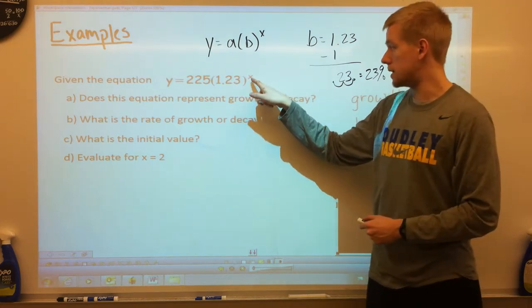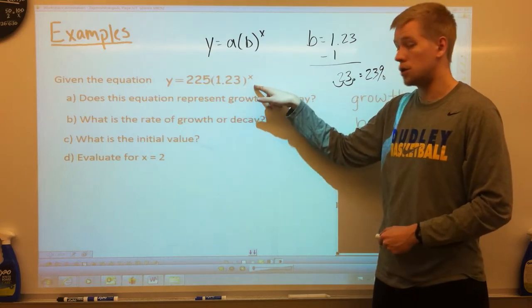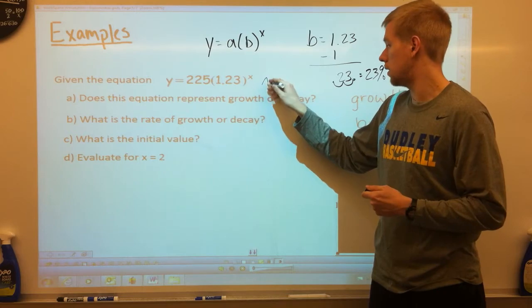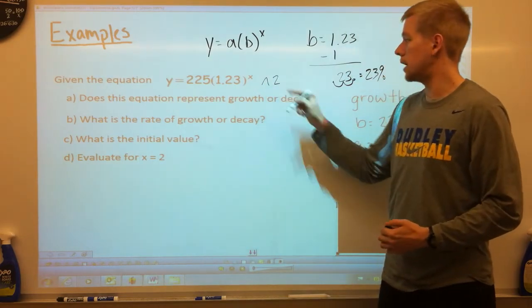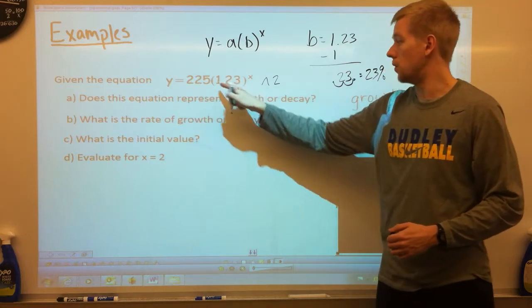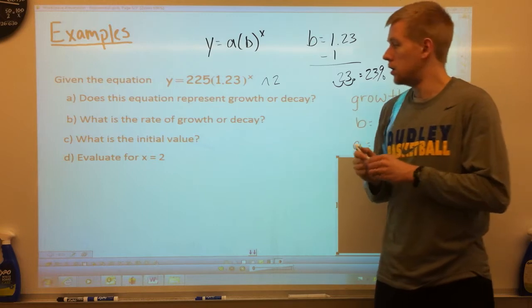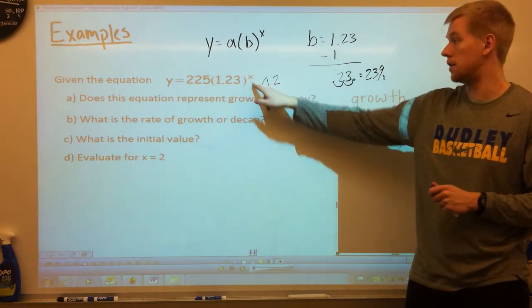And remember, this is an exponent, so you can't just have 225 times 1.23 times 2. You need to raise that with the little caret button on your calculator like this. Or you could square it because it is a 2, but you need to have raised to the second power. So this 1.23 needs to be raised to the second power. Okay? So type that in like you see it, with just a 2 right here in place of the x.